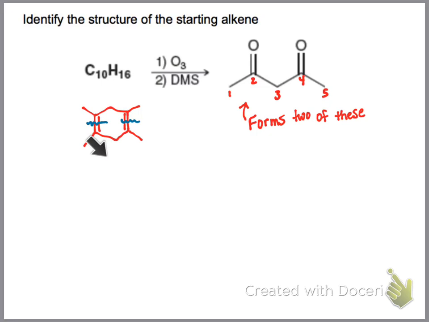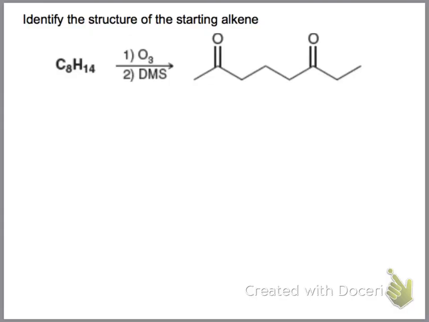So it had to be a ring with 2 double bonds because it has 2 ketones in the product, and the starting material had to look like this. And it always is easier when you see it yourself. Going backwards this way, I find this a little bit tricky.